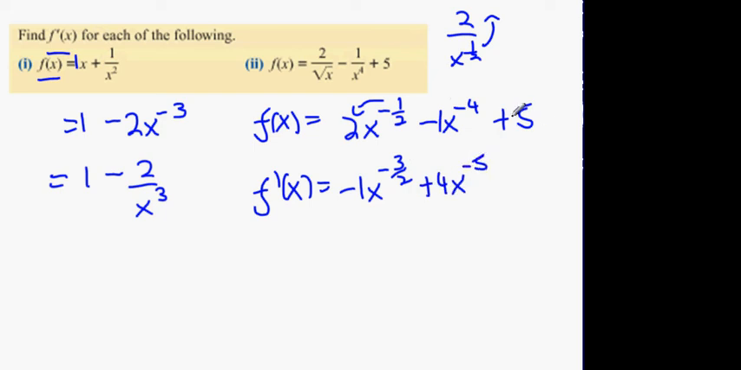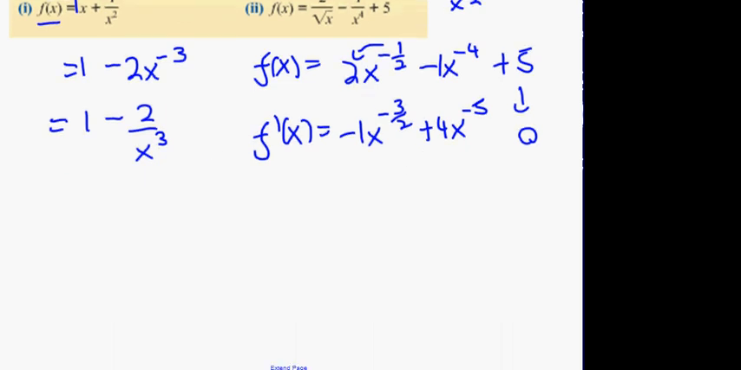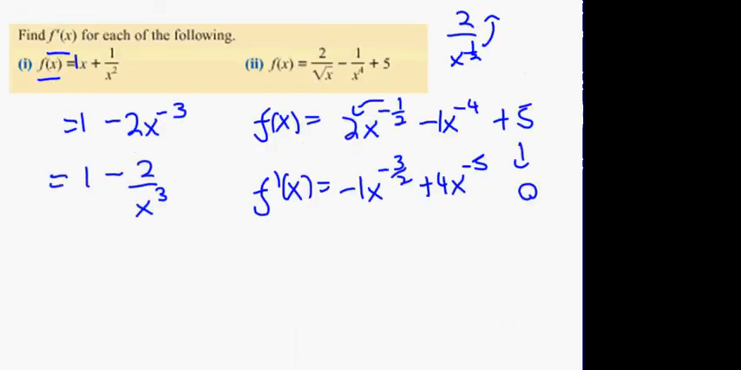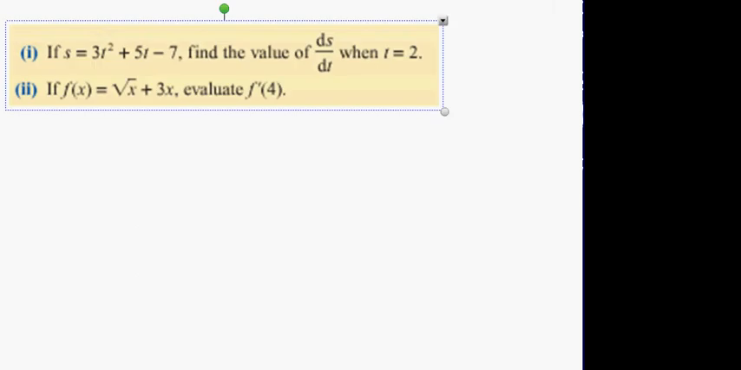If you differentiate any number on its own, it will turn to 0 every time. Differentiate a million, it turns to 0. Differentiate k, where k represents a number, that also turns to 0. So therefore the 5 turns to 0. Not there. And that's our answer. That's question 1 done. 5 marks each.